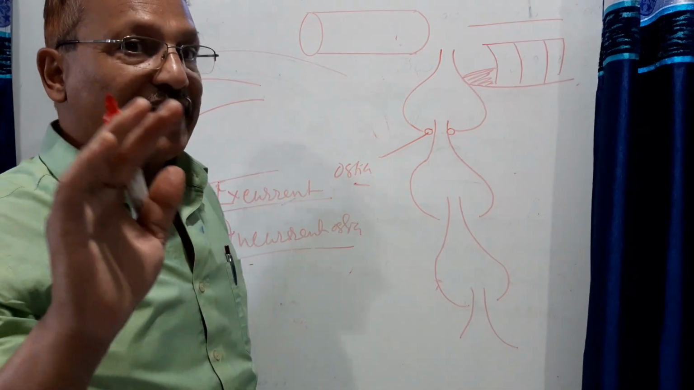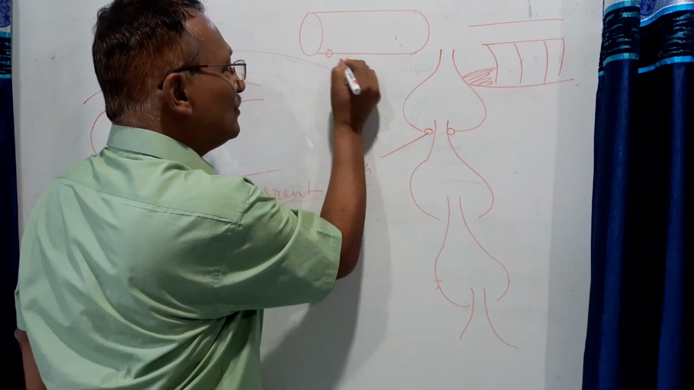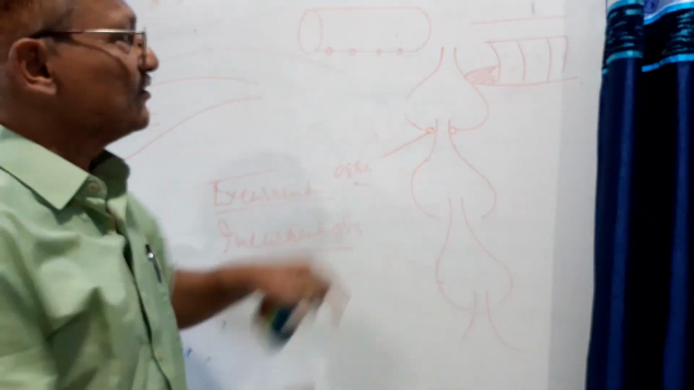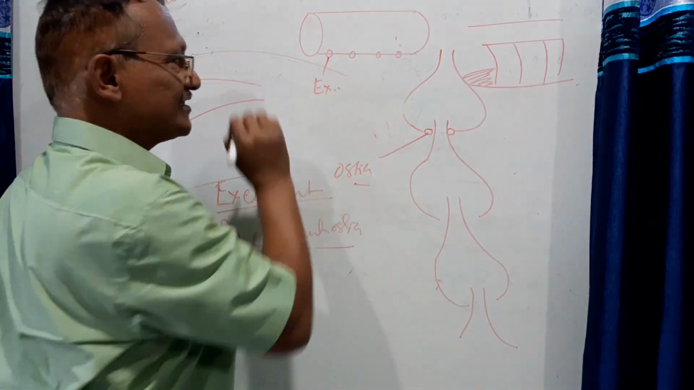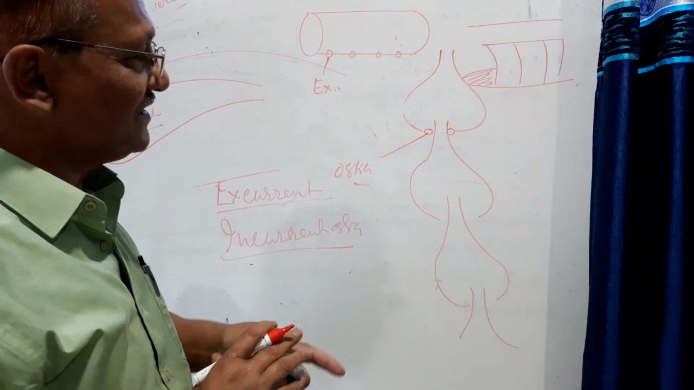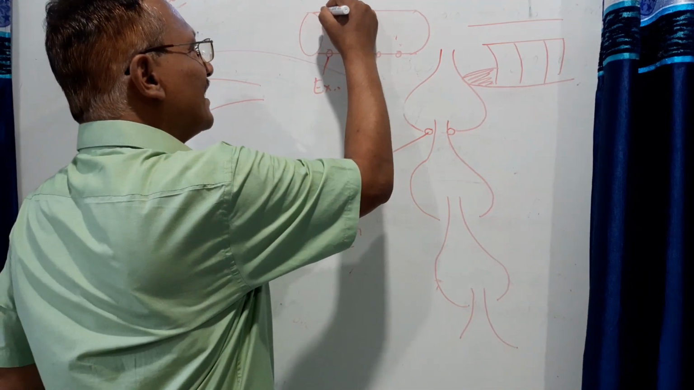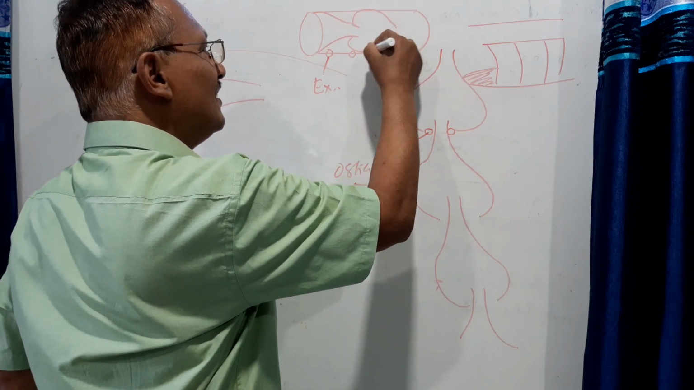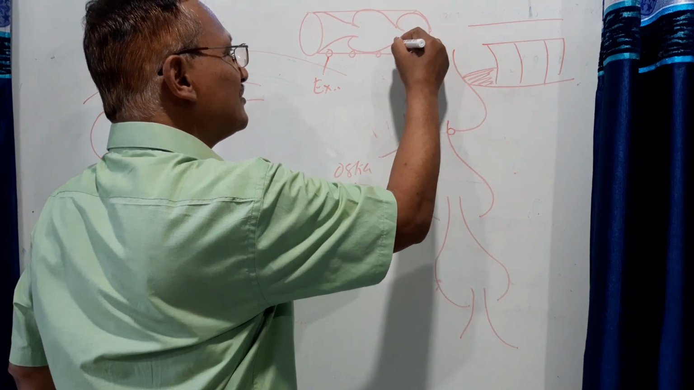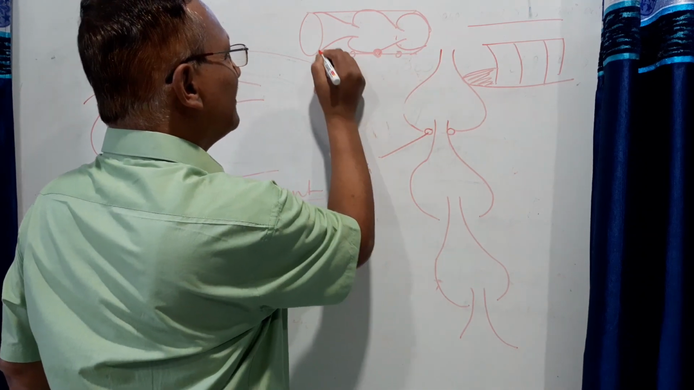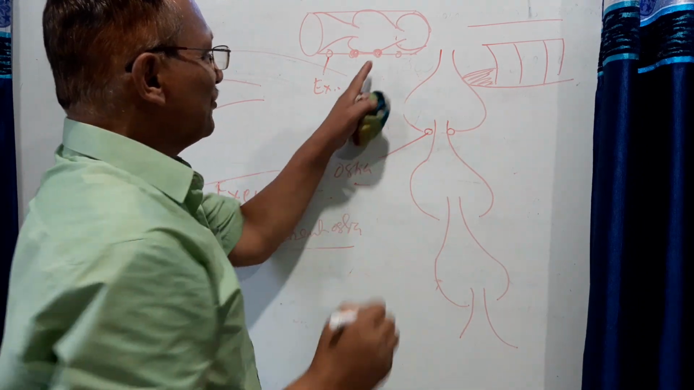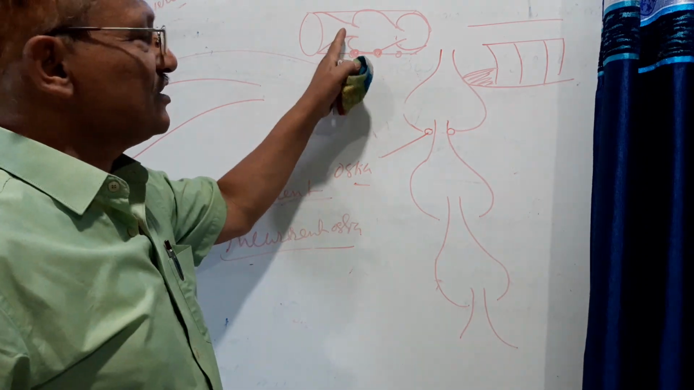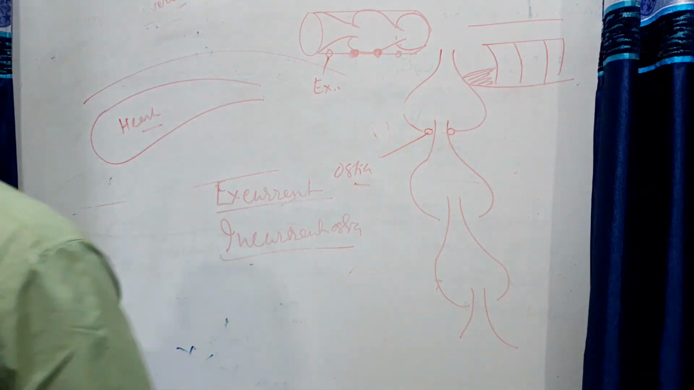The excurrent ostia arise from the dorsoventral side. But incurrent ostia arise from the lateral side. Suppose this is constriction, it is again dilation, it is again constriction. So from this part, the ventrolateral position, excurrent ostia arise, and incurrent ostia are situated in between the constriction and dilation of the heart.